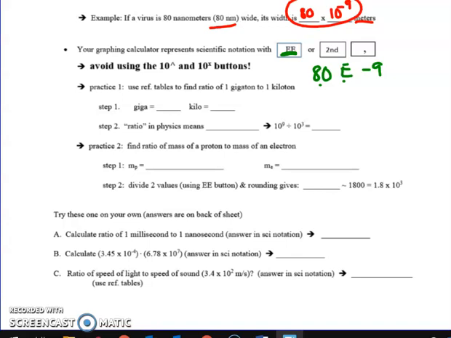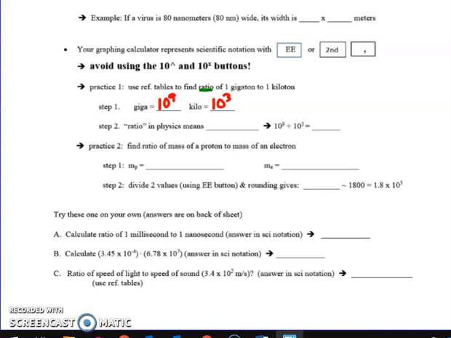Reference tables. Find the ratio. Ratio is an important term in physics, and it's a little bit different than in math. It's ultimately the same, but it's just expressed differently, of a gigaton to a kiloton. Okay, so we're using the prefixes and translating them to powers of 10. So giga, looking at reference tables, is 10 to the 9th, billion. Kilo, somewhat more familiar, means 1,000, which is 10 to the 3.